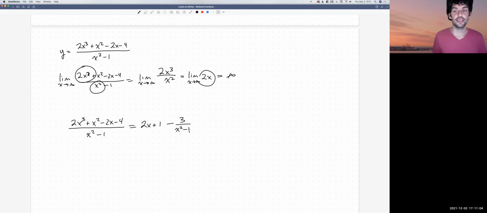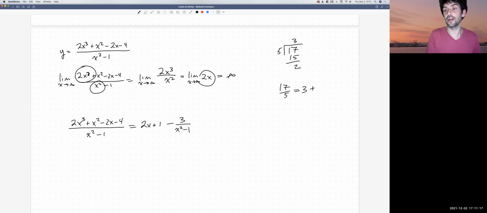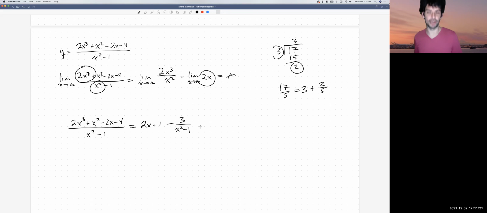You're just using the same way you do division with numbers. If you take 17 divided by 5, you get 3, 15, subtract, your 2 is your remainder. So 17 divided by 5 is equal to 3 plus the remainder divided by the thing you divided by, right? We're doing the same thing here, just with polynomials. This part of it is the line 2x plus 1.